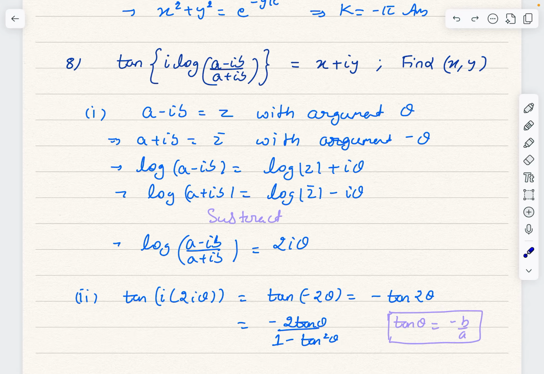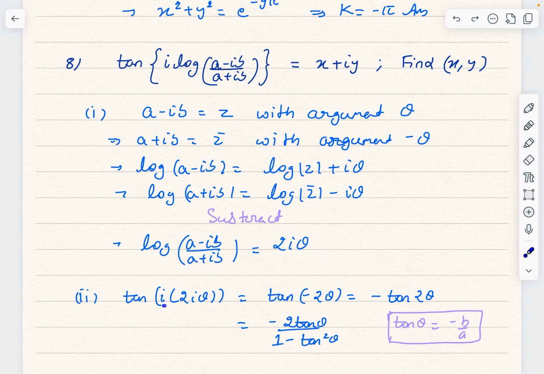a minus iota b to be z with the argument theta. So a plus iota b will be z bar, the conjugate, with argument minus theta. Log of a minus iota b is log mod z plus iota theta. So log of a plus iota b will be log mod z bar minus iota theta. If you subtract them, you see this will be the same and get cancelled out. So log of a minus iota b by a plus iota b will be just 2 iota theta.